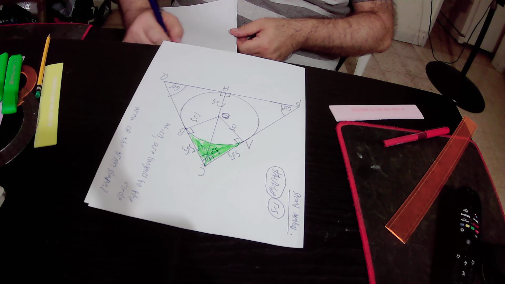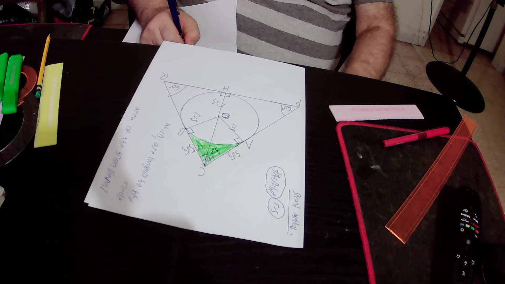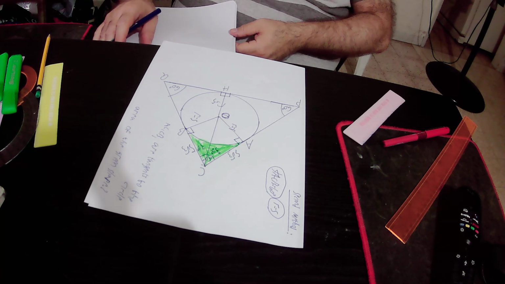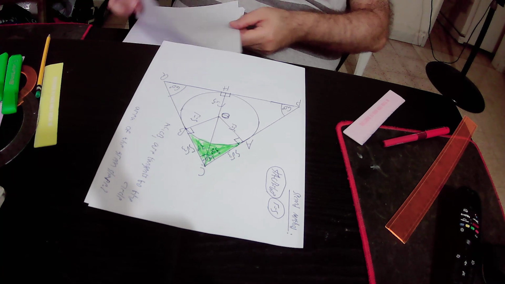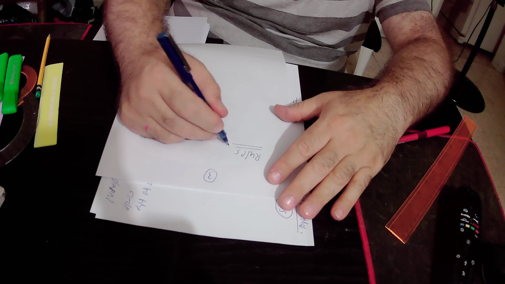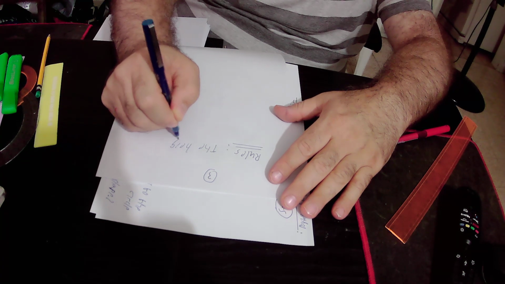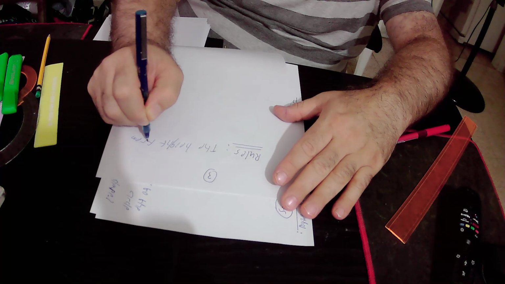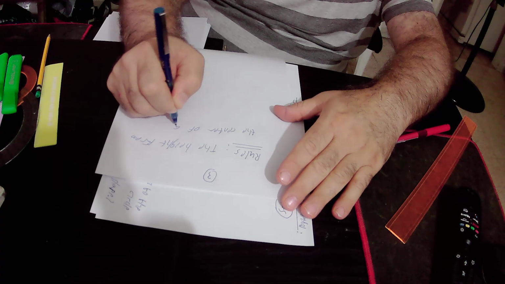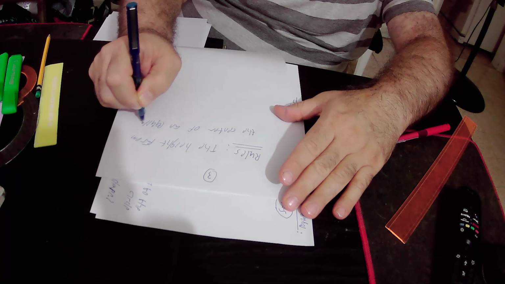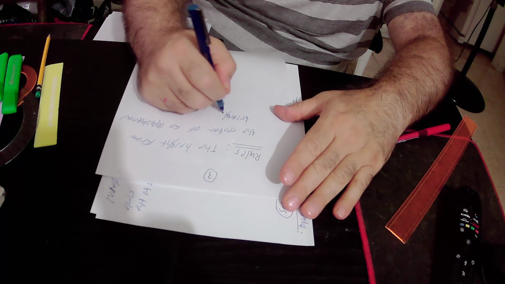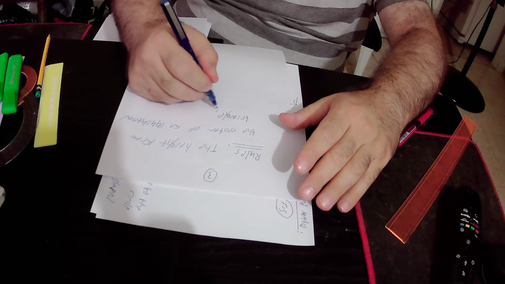And we have also rule number 5. Rule number 5 states that the height from the center of an equilateral triangle crosses the side.